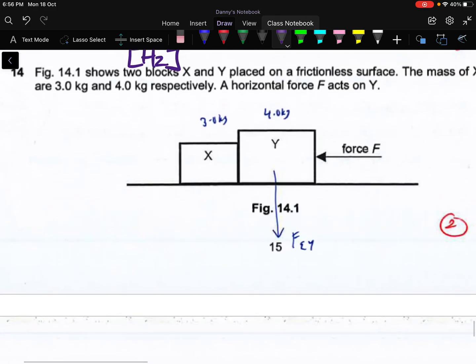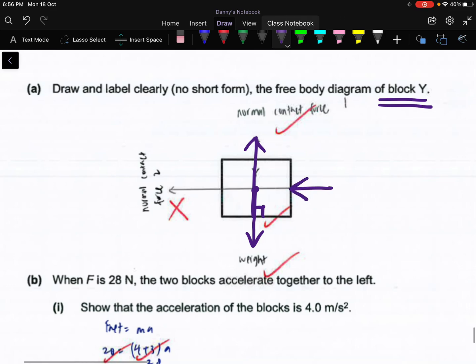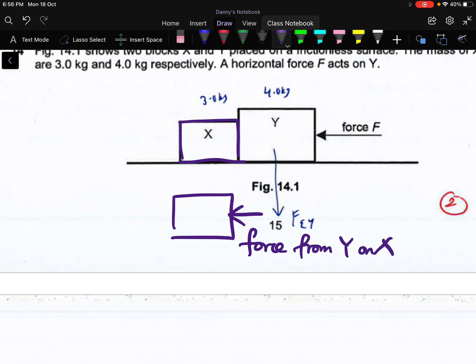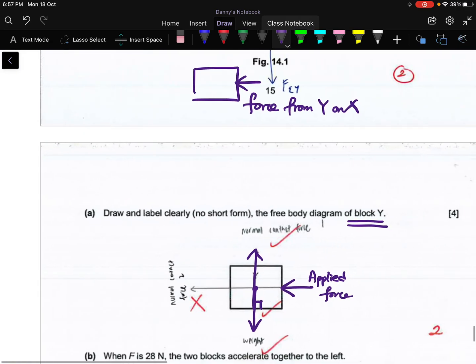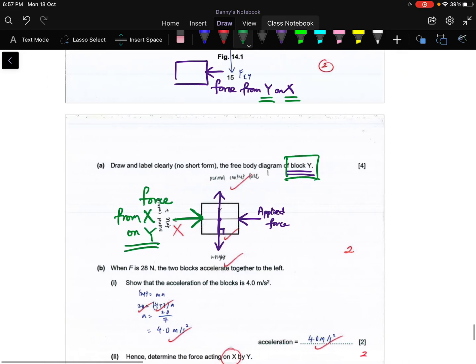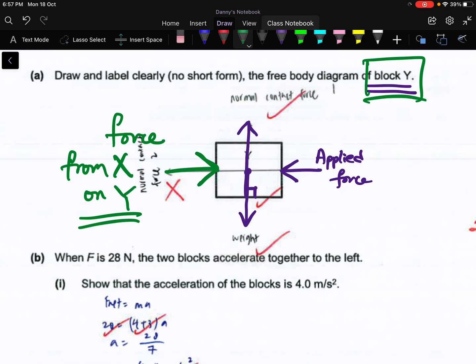You also notice that for force F over here, you will have an applied force that is acting on block Y. Since block Y is pushing on X, that means if you look at X, X will experience a force from Y on X. This means that there will be an equal but opposite force like that. So this force will be from X on Y. Since we are drawing the free body diagram of block Y, we would have to include this green color force. So in total, there are 4 forces acting on block Y.